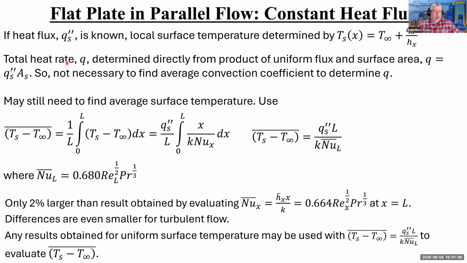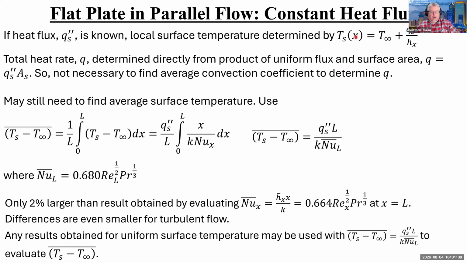Okay, the total heat rate Q. You could just determine that from the heat flux. So I know that Q is equal to Q double prime at the surface times the area of the surface. So it's not necessary to find an average convection coefficient if you are interested in finding Q. However, remember the original goal of all these heat transfer problems: if I know the temperature field, I want to know the heat flux, or if I know the heat flux, I want to find the temperature field. So this is a situation where you know the heat flux and you're interested in the temperature field.